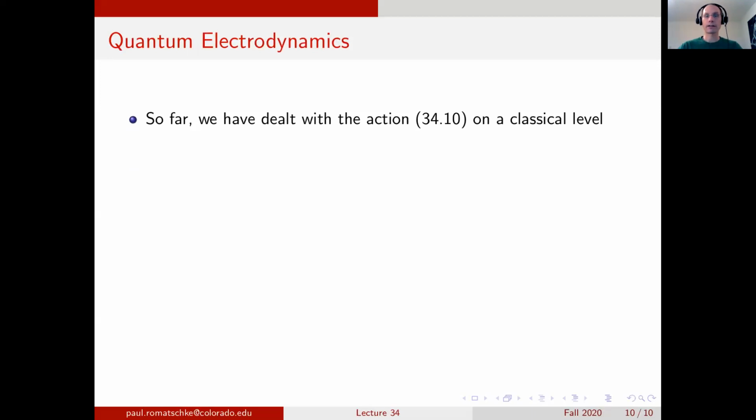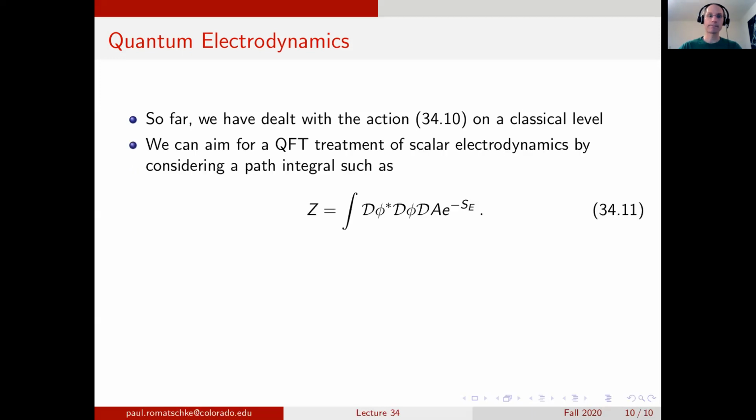So far, all of our discussion has been done on the classical level of the action. We could try to do a quantum field theory of scalar electrodynamics by just writing down a path integral for the partition function, such as this. So Z being the path integral over the scalar fields phi star and phi, and a path integral over the new field A that we included, times e to the minus S_E, where S_E is the classical action that's given in equation 34.10.